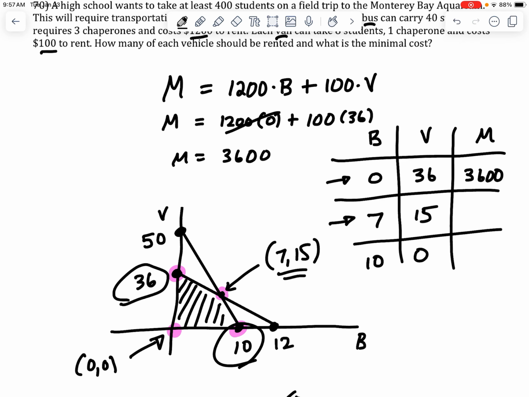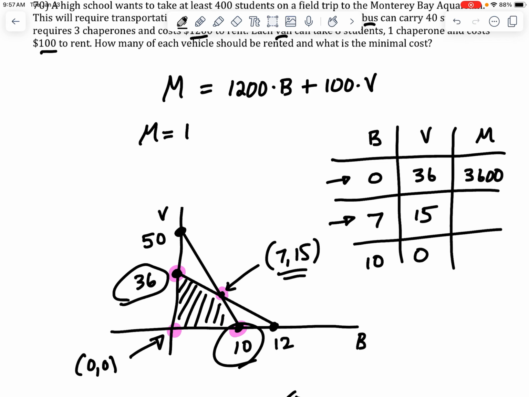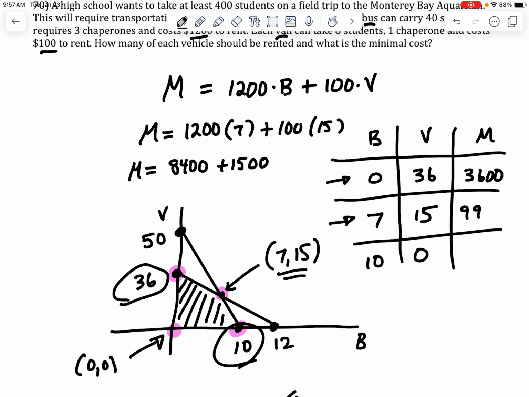Now use the 7 and the 15. So the money, if it's 1,200 and they use 7 buses plus $100 and they use 15 vans, then how much is that? Well, 1,200 times 7 is 8,400 plus 15 with 2 zeros at the end. So if you add those two, it equals 9,900. So that seems like it's the most expensive way to go.